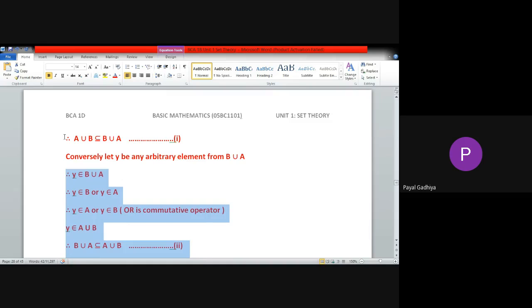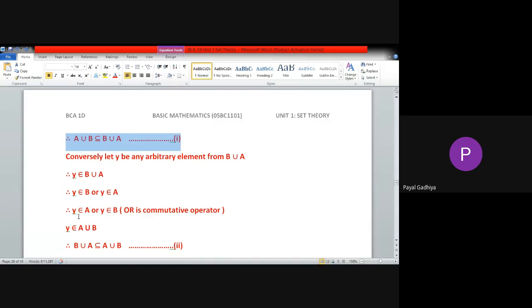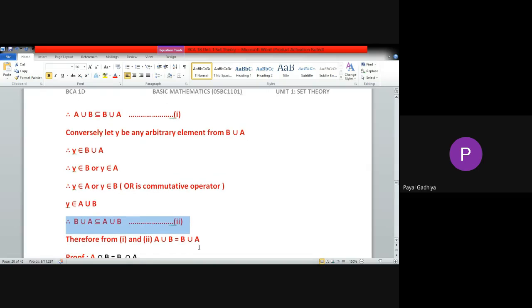Now I have these two statements. One is that A union B is a subset of B union A, and second, B union A is a subset of A union B. And so I can say that both the sets are equal. Therefore, from 1 and 2, A union B equals B union A. And this completes your proof.